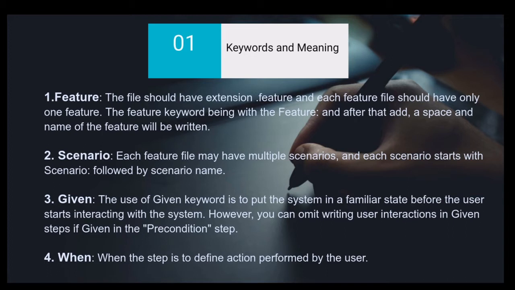So the first keyword is feature. The file should have the extension .feature. Okay, so this is an automation part. The feature keyword is used to mention what feature we are going to test. Is it a login scenario, or is it related to fetching data from the DB, or updating the records, or adding the records? We can mention those things in the feature part of our test case.